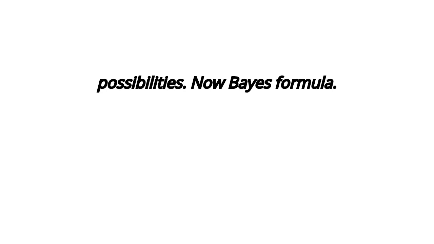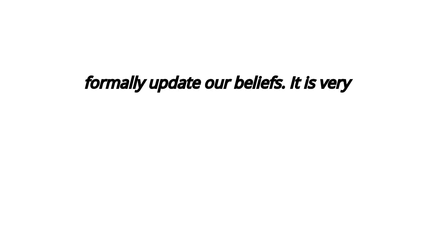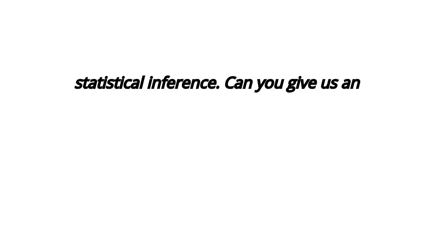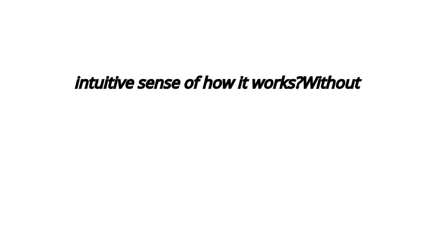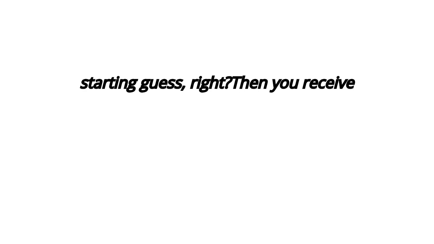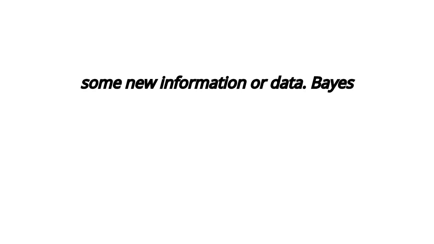Now, Bayes' formula. This sounds powerful, like a way to formally update our beliefs. It is very powerful. It's a cornerstone of statistical inference. Can you give us an intuitive sense of how it works without getting lost in the math? Okay, imagine you have an initial belief about the probability of something happening. That's your prior probability. My starting guess. Right. Then you receive some new information or data.